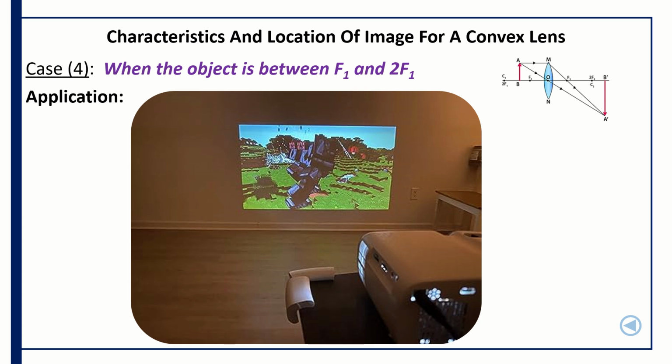So we are creating the magnified image using the projectors with the help of a lens, and the object we are keeping between f1 and 2f1. We can also keep the object in an inverted position, so we can get the image in the inverted position, which is erect for our eyes, right? So this is the application of keeping the object between f1 and 2f1, right? So we get a magnified image using a convex lens.